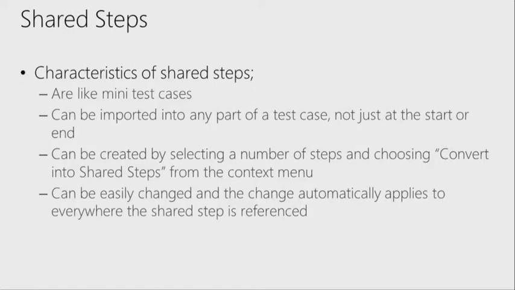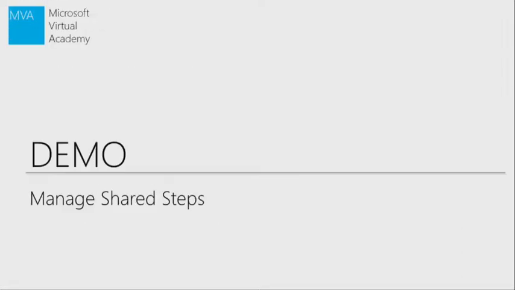They can be created by selecting a number of steps and choosing Convert into Shared Steps from the context menu. Or you can create them independently, just as you would in a normal test case. They can be changed, and the change automatically applies everywhere the shared steps are referenced. So change in one place, and that change flows all the way through everywhere it's used, just like the concept of refactoring code. So let's go ahead and have a look at that.